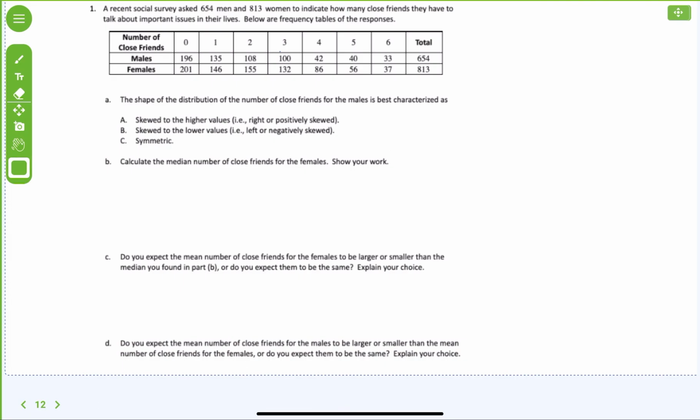Page 12. Excuse me. This is a recent, let's go ahead and stop.